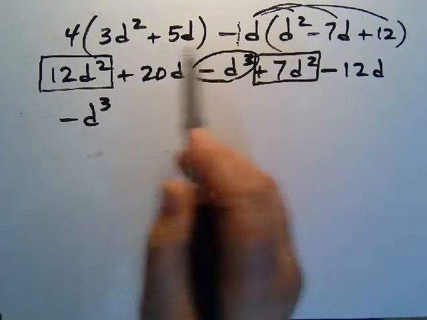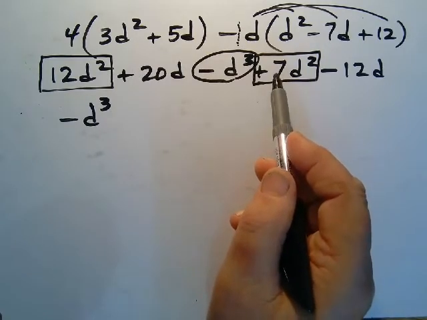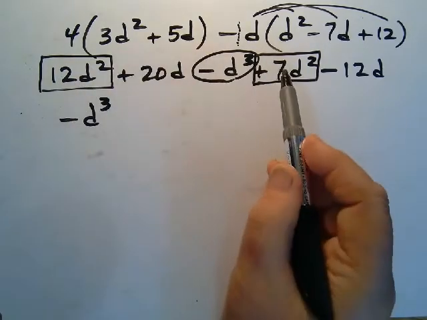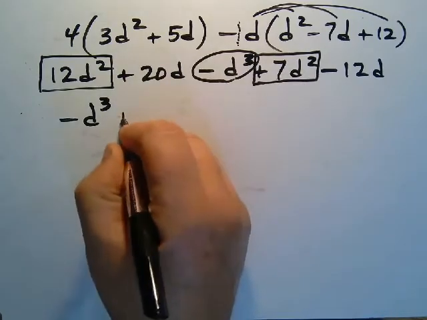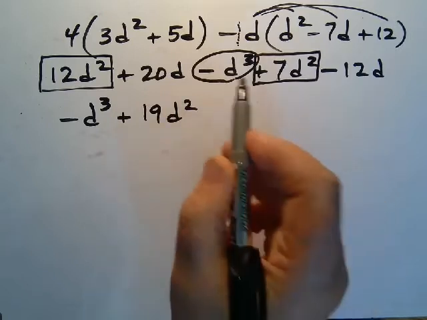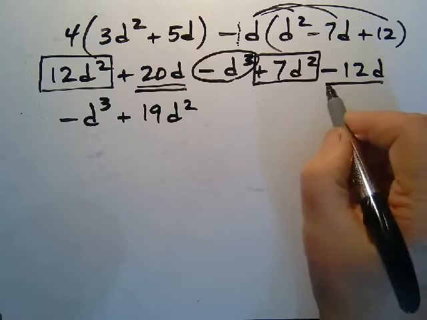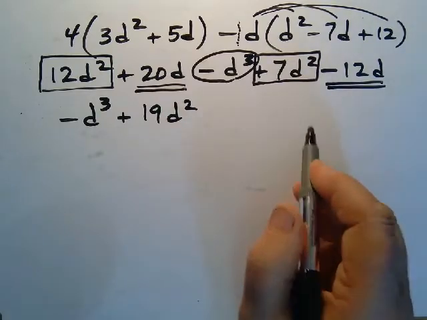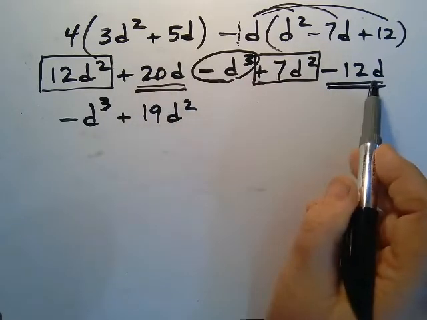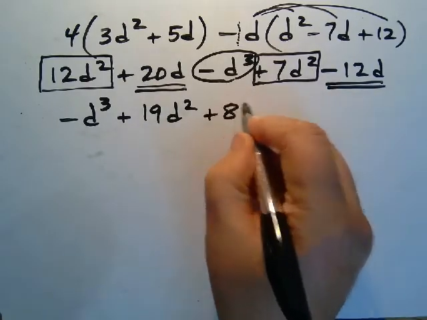But here we've got like terms, and we add the numbers out front. So 12d squared and 7d squared gives me 19d squared. Okay? And finally, we've got 20d here, positive, and negative 12d. So they're like terms. So 20 and a negative 12 is 8d.